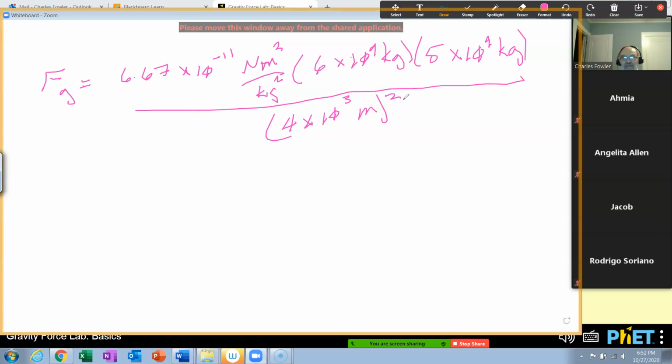squared. All right, so on my handy dandy calculator, I'll do the 6.67, nope, didn't register, 6.67, didn't register again, my fingers are too fat, 6.67 EE 11 negate times 6 EE 9 times 5 EE 9 divided by, open parentheses, 4 EE 3 close parentheses squared equal.